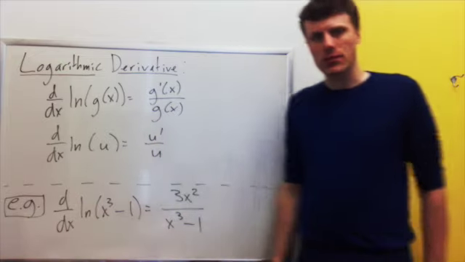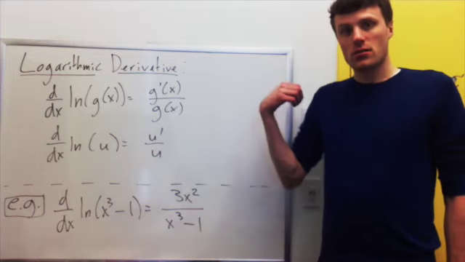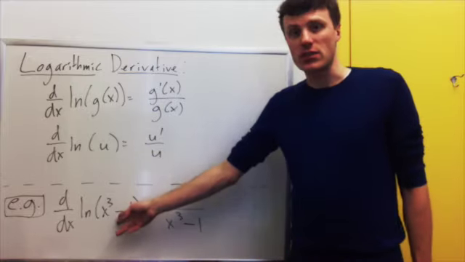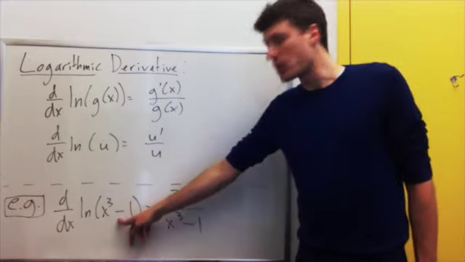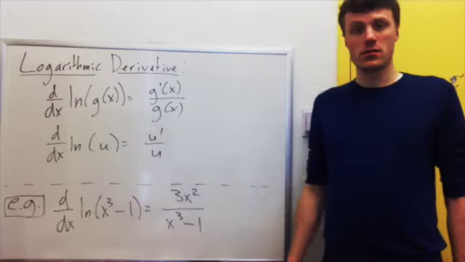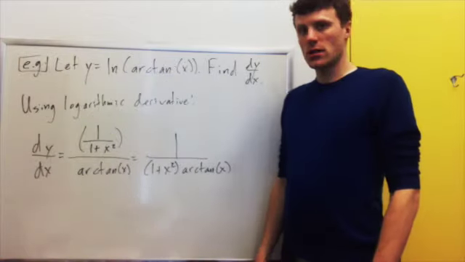Let's take the derivative of the natural log of x cubed minus 1. Well, the logarithmic derivative is the derivative of the inside over the inside. The derivative of x cubed minus 1 is 3x squared, and then I divide by x cubed minus 1. And that's it.